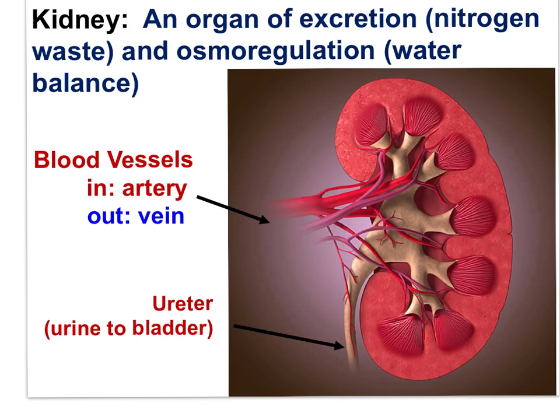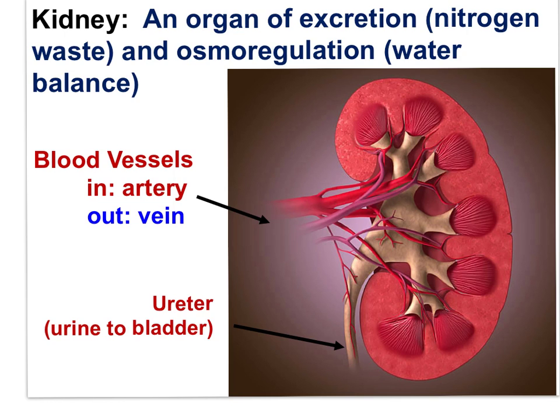Here is an image of a kidney. The kidney is an organ of excretion, nitrogen waste, and osmoregulation, water balance. You can see the renal artery bringing blood to the kidney and the renal vein carrying blood out of the kidney. It's important for you to begin thinking about the differences in the blood entering the kidney as compared to the blood leaving the kidney. Certainly, the blood leaving the kidney is deoxygenated relative to the blood in the renal artery. But there's more, a lot more.